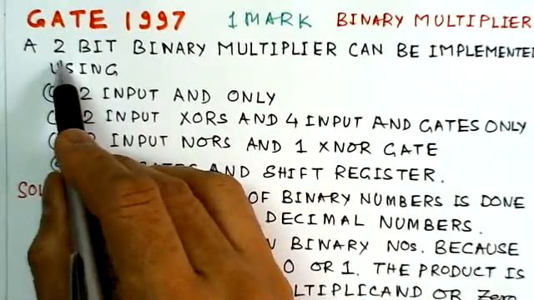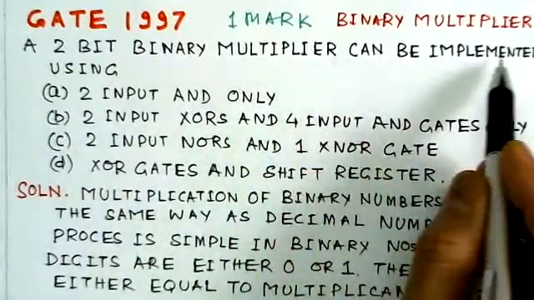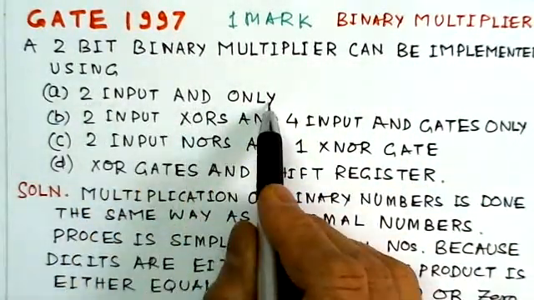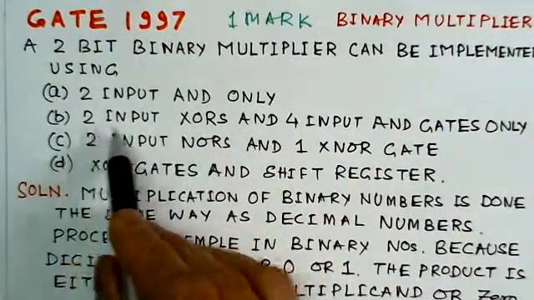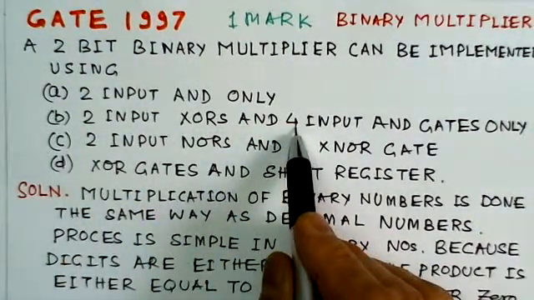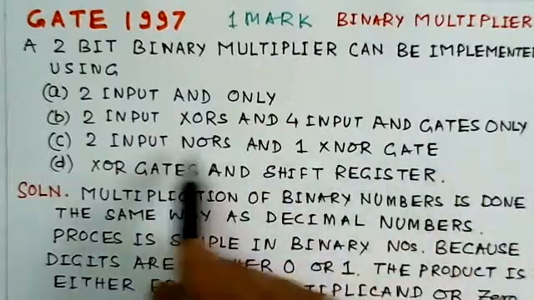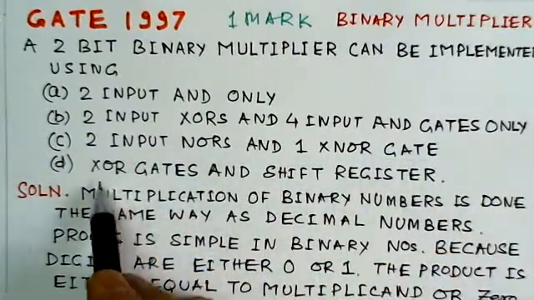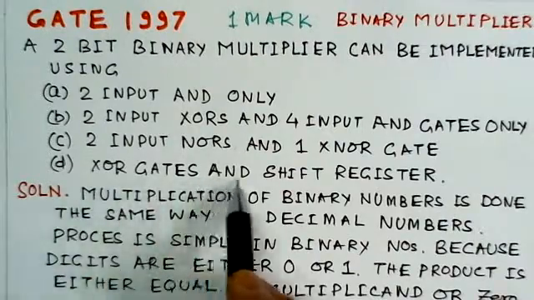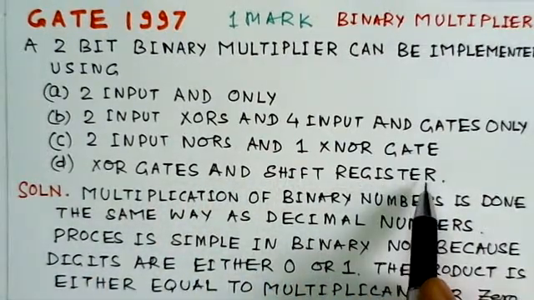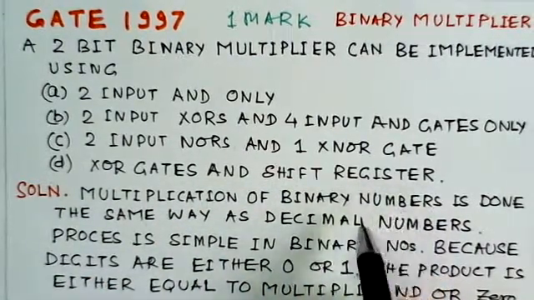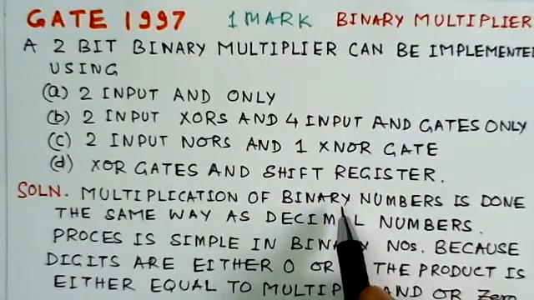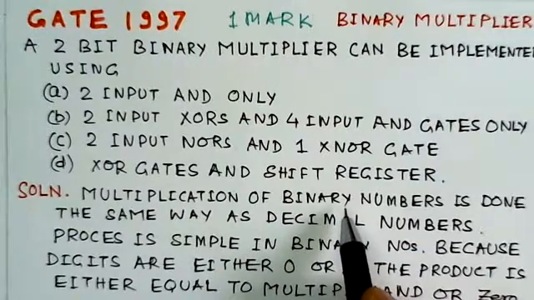Say a 2-bit binary multiplier can be implemented using: A, 2 input AND only; B, 2 input XORs and 4 input AND gates only; C, 2 input NORs and 1 XNOR gate; and the last option, XOR gates and shift registers. So these are the 4 options, and we have to see which is the most appropriate option for the binary multiplier given here.